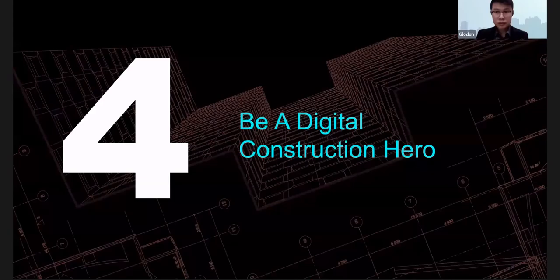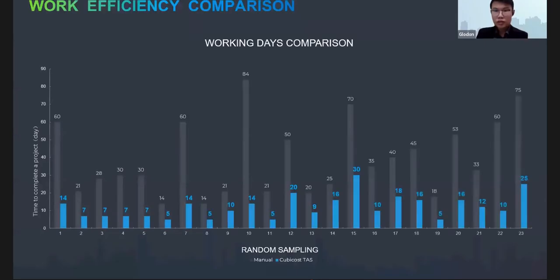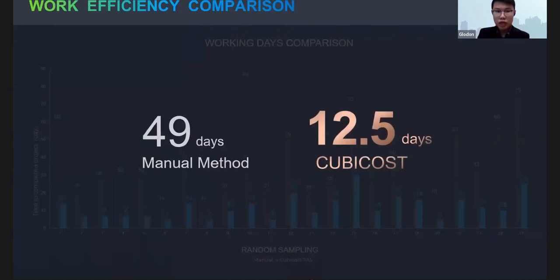So on to the final part. The final part is about being a digital construction hero. Here is a comparison of the work efficiency between using the manual way and using QBCost. We can actually see that the comparison here is almost 4 times faster than using the manual method.